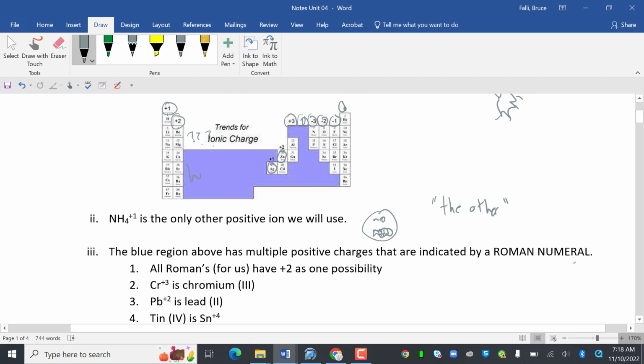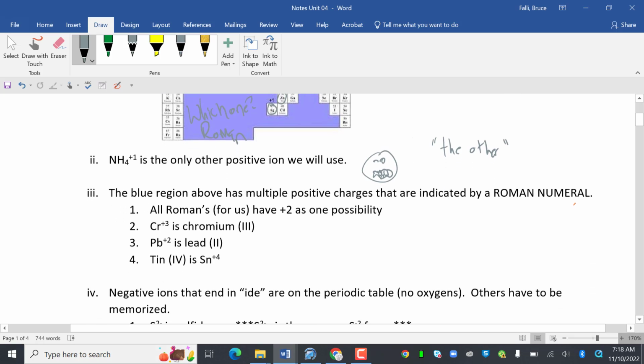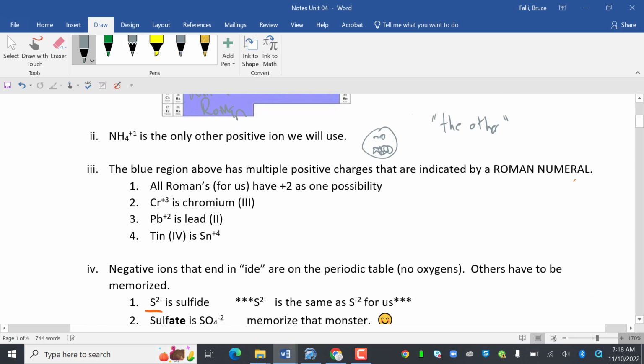If you're in the blue region, you have to say which one. So this blue region is the which-one region, and I often call it the Roman region. Multiple positive charges are indicated by a Roman numeral. All Romans for us have +2 as one possibility.